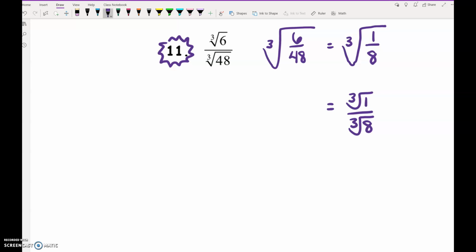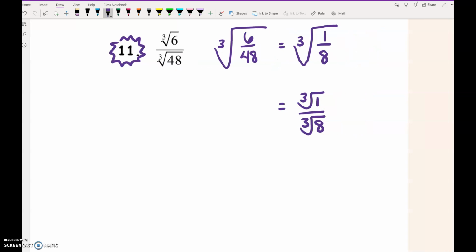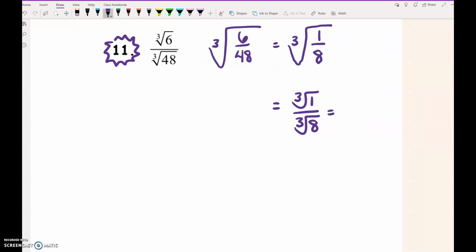So then you'd split it up so you have the third root of 1, third root of 8, because we can actually calculate those. The third root of 1 is 1. The third root of 8 is 2. And 1/2 is certainly simpler than the third root of 1/8.